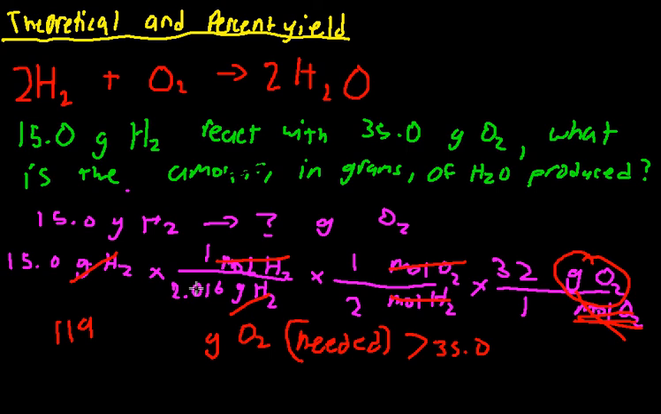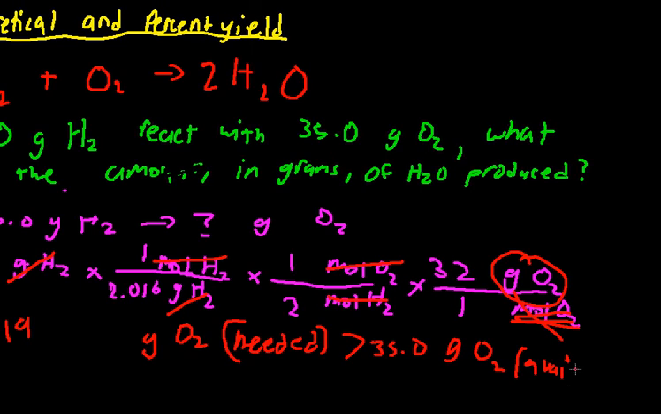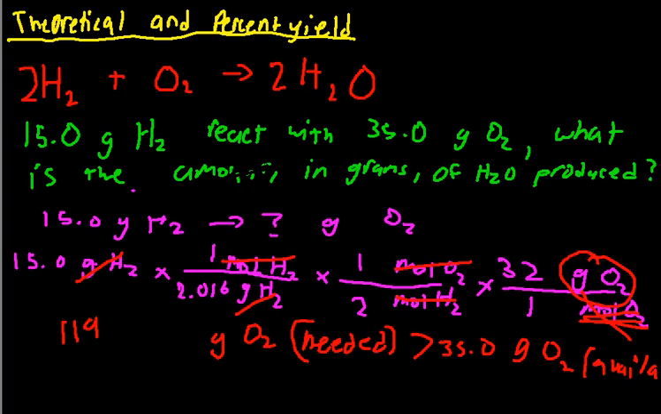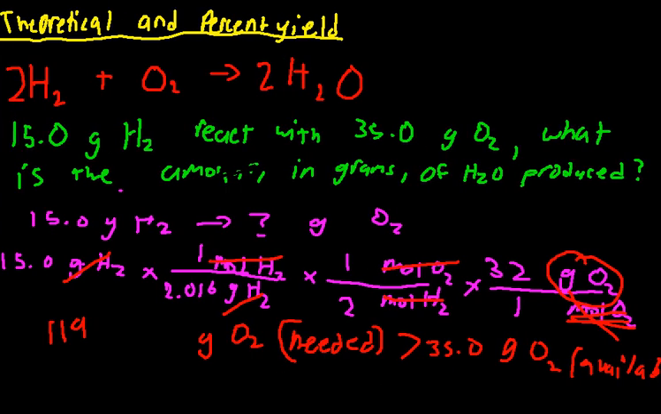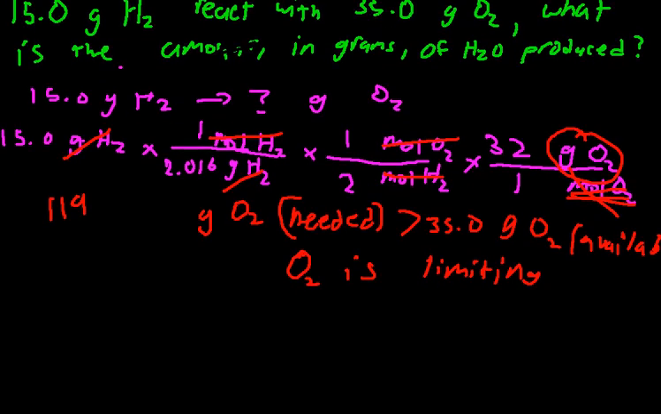So 119 grams of oxygen, which is the amount of oxygen that we need, is less than the 35 grams of oxygen that are available. Since that is less than, that makes oxygen the limiting reactant. So now that we know that oxygen is the limiting reactant, we can get on to the problem.